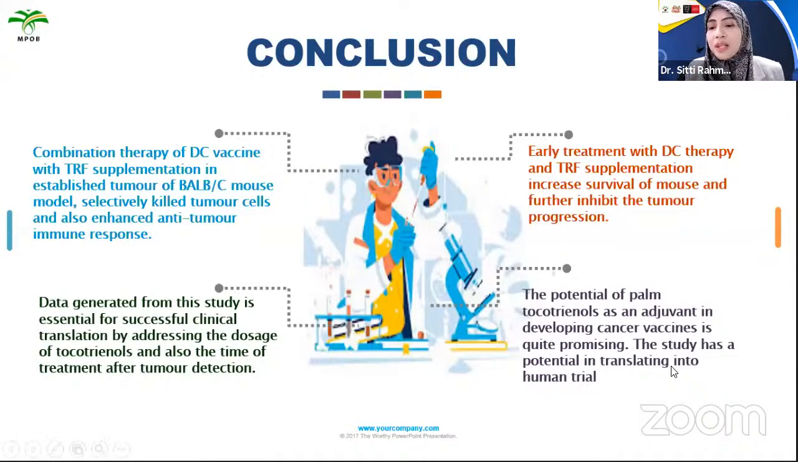It is also the potential of palm tocotrienol as an adjuvant, which is to boost the immune system in developing a cancer vaccine, which is quite promising. So this study actually has a potential in translating into the human trial.